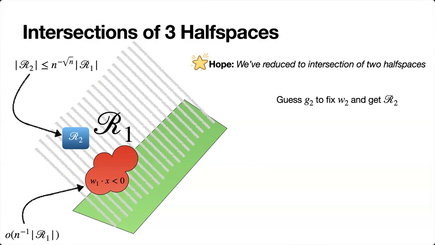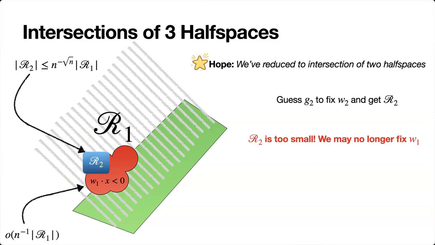Unfortunately, taking a closer look here, we're going to run into some issues. In particular, this second region is actually quite small. It has size roughly n to the minus root n times the first region. And in particular, this error region here is looking quite big by comparison. And so we need to be worried about the fact that we might no longer fix this first half space. Where by fix, I mean the half space is fixed if it's almost always constant in the region. So a region fixes a half space if the half space is almost always constant on that region.